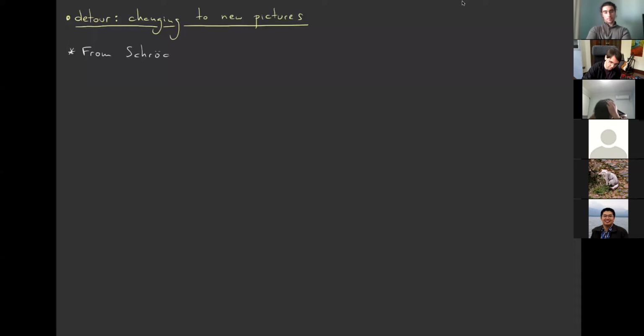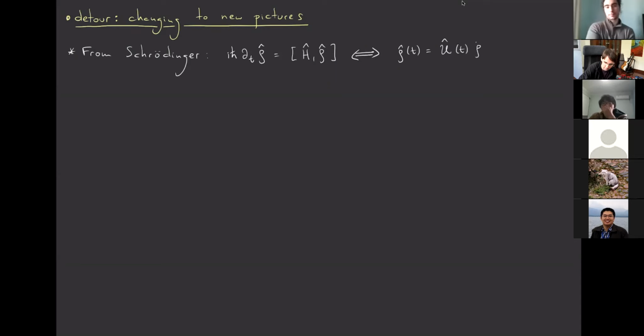From the Schrodinger picture, which means that in this picture, operators do not evolve in time, but the state evolves in time, according to an equation that we have already seen, that is the von Neumann equation. Or equivalently, just the unitary evolution generated by the time evolution operator, okay?